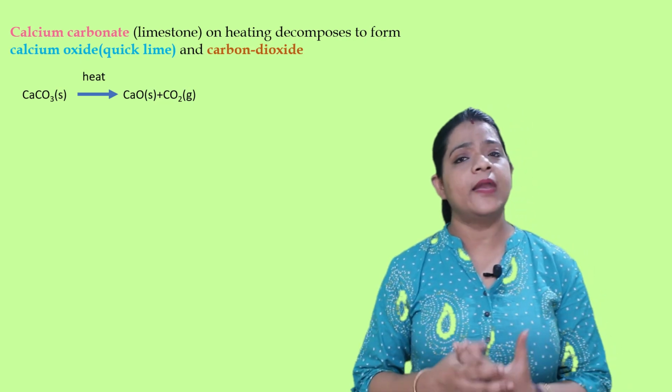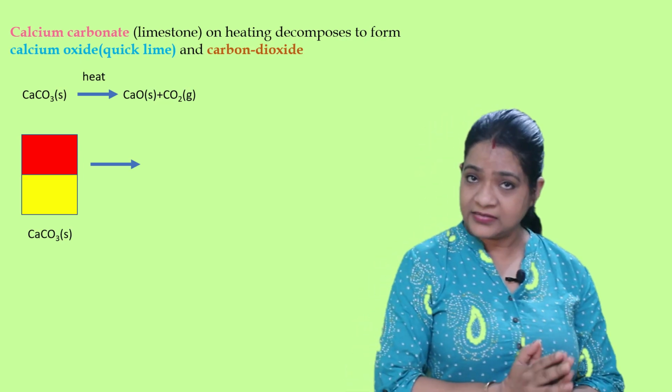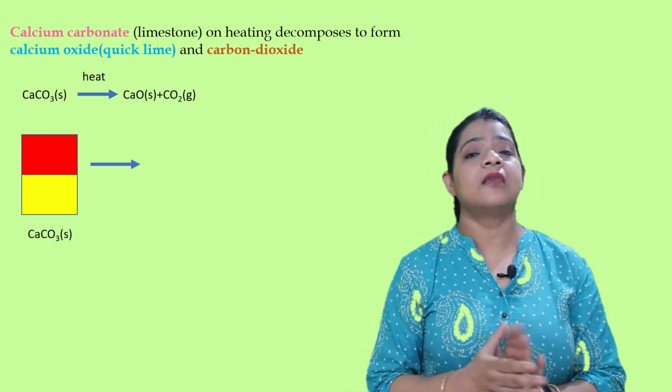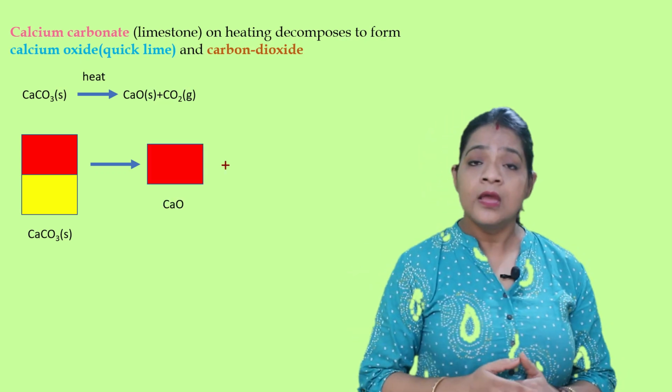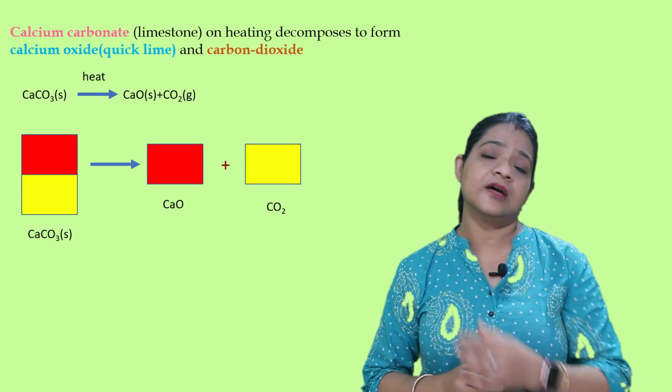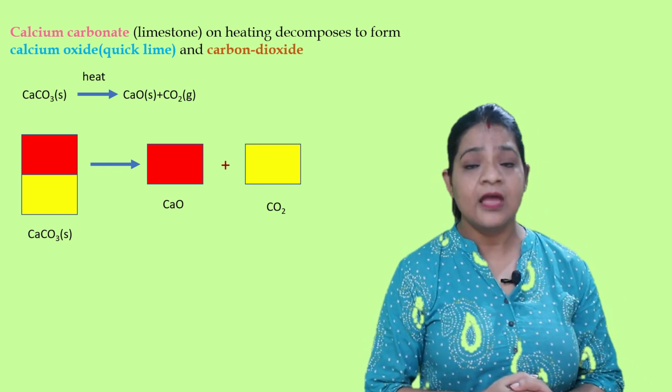Now if we try to analyze this graphically, CaCO3 is the reactant used over here, and in the presence of heat it breaks down into two separate boxes, that is the red box and the yellow box. The red box represents calcium oxide and the yellow box represents carbon dioxide.